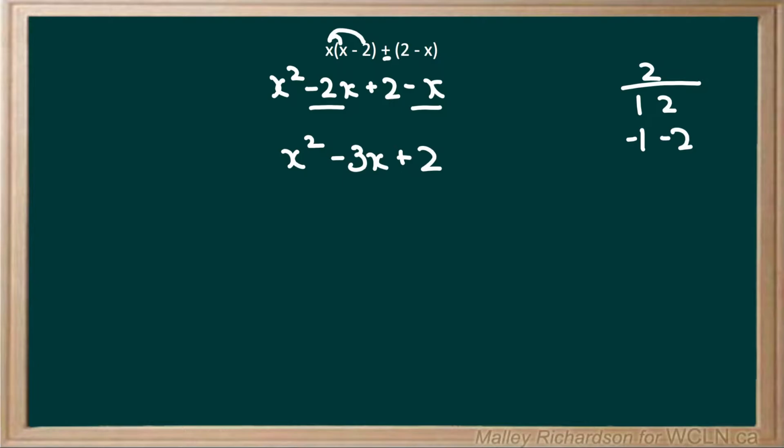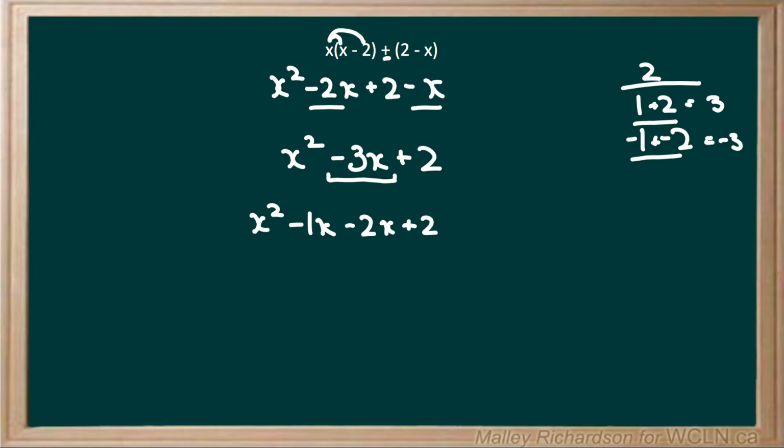Using these two sets of factors, we need to see which one of these adds together to give us our middle term of negative 3. Well, 1 plus 2 gives us positive 3, and negative 1 plus negative 2 gives us negative 3. So we're going to have to use our negative 1 and negative 2, because those two add together to equal our middle term. So now we're going to use negative 1 and negative 2 to split up this middle term. We will write it as x squared minus 1x minus 2x plus 2. See how we replace the negative 3x by negative 1x and negative 2x.